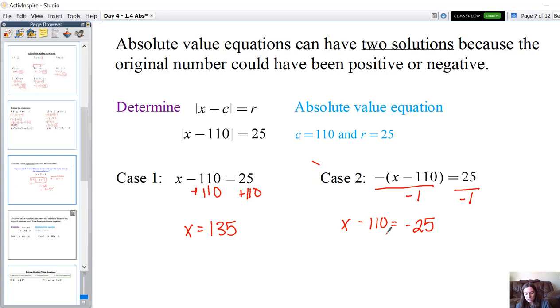Then we're going to add that 110 again, just like we did in the first case, plus 110, and then -25 plus 110 gets us 85. So x is equal to 85. And again, you can always substitute that back into the original absolute value equation and make sure you get 25.